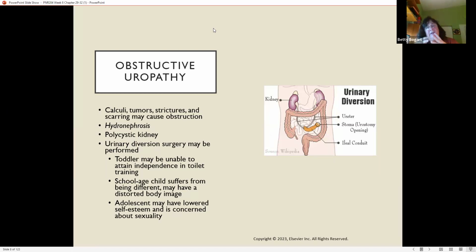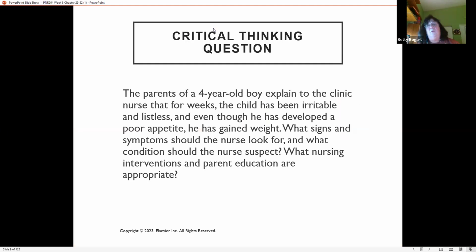Now, what they do later on is they take this ureter and they'll connect it sometimes down into the rectum, because of body esteem in adolescence. Having that bag for urine can be a big thing, whether it's esteem or sexuality, it's all those things those kids are going through. So with obstructive uropathy, they still got to get that urine out or it will kill the kidneys.